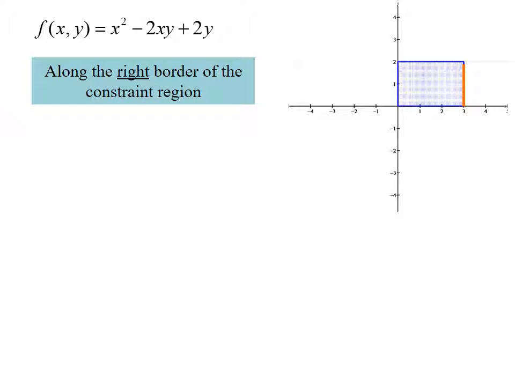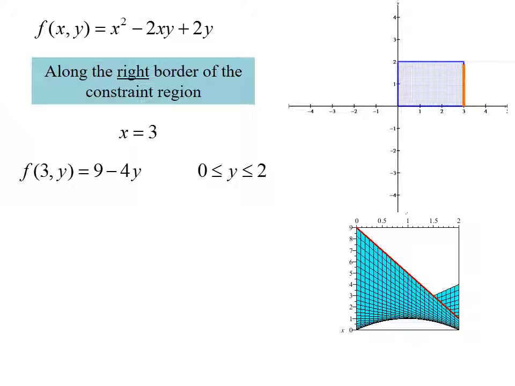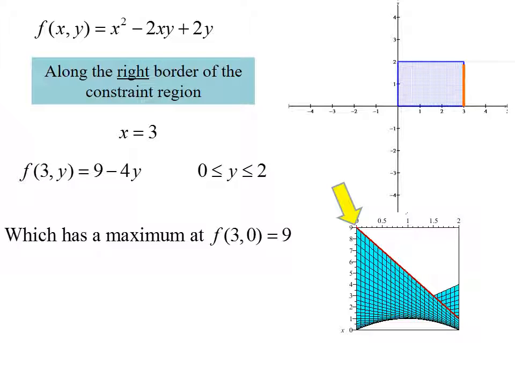And the last border we want to take a look at is the right-hand border, which is x equals 3. Plugging the 3 in place of x, we get this, which is the straight line with a maximum value at y equals 0 and a minimum value at y equals 2.